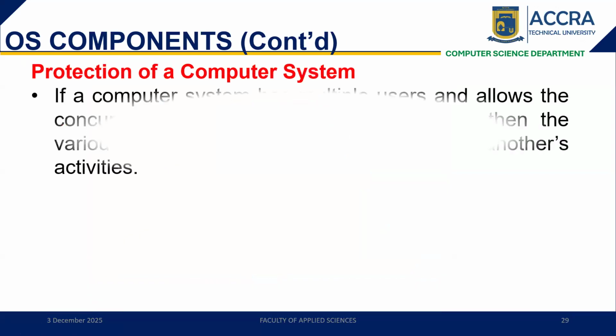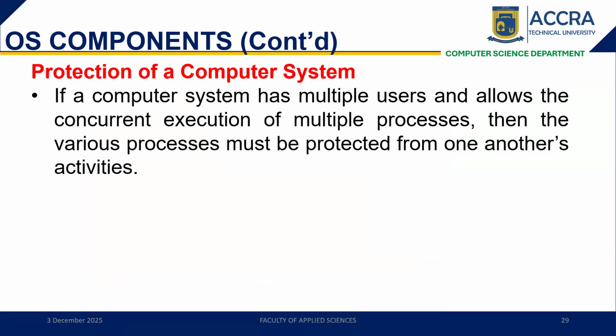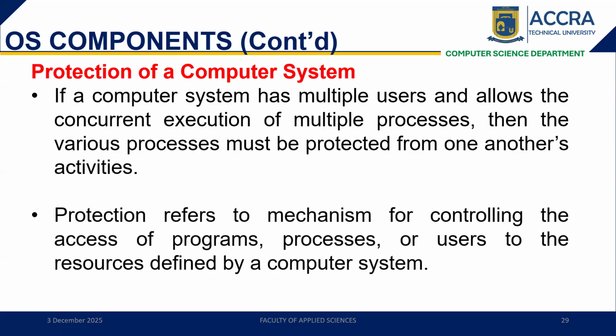So protection of a computer system means that you can have multiple users, and these users are going to run multiple processes, especially in an environment like a computer lab or a workplace where there are so many computers. There should be a mechanism to control the access of programs, processes, or users to the resources defined by a computer system.